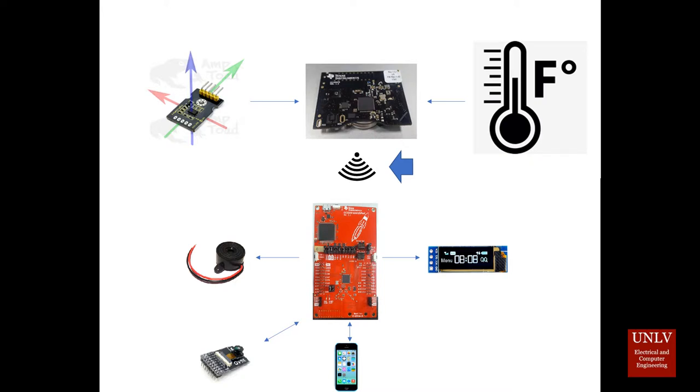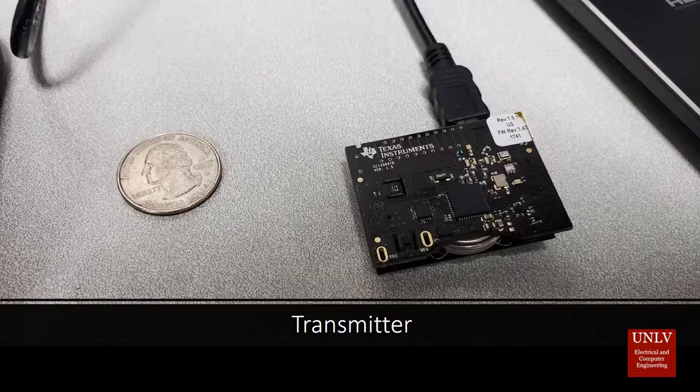Our full system will look like this. The transmitter is sending data over radio frequency to the receiver where it will be processed. Here you can see the transmitter.